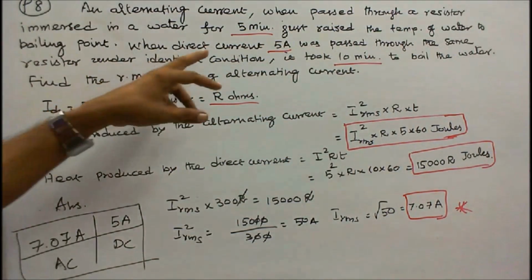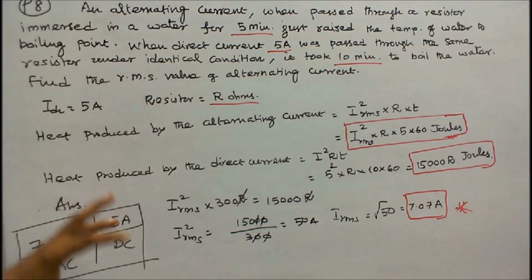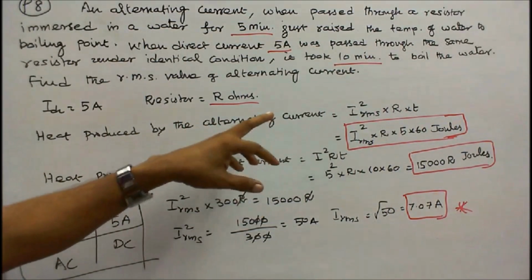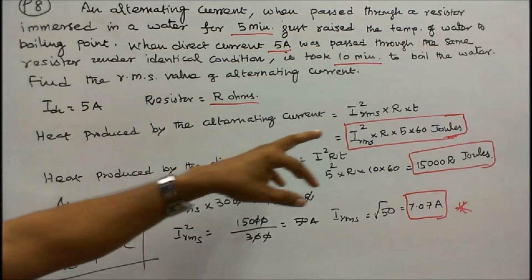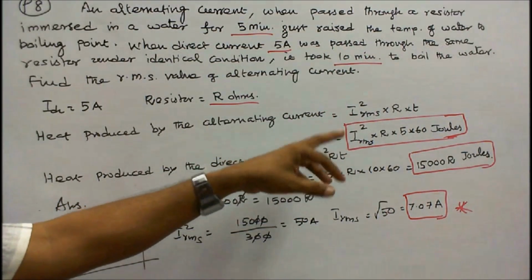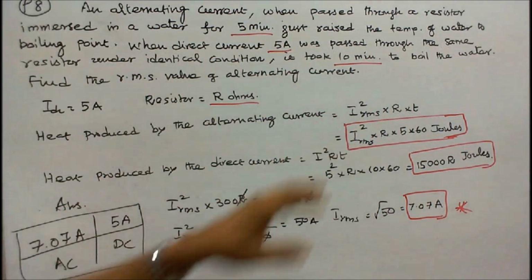I DC is given as 5 amps. Resistor is equal to R ohms. Heat produced by the alternating current is equal to IRMS square into R into T, that is equal to IRMS square into R into 5 into 60. This is because 5 minutes is given, 5 into 60, in joules.